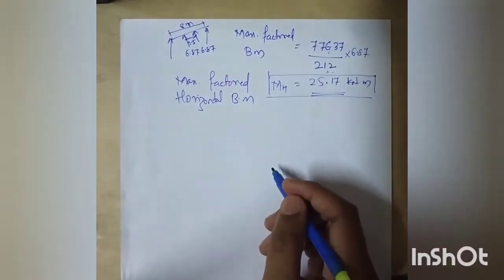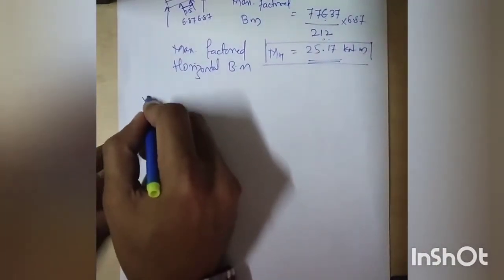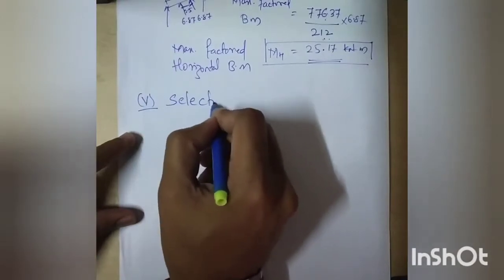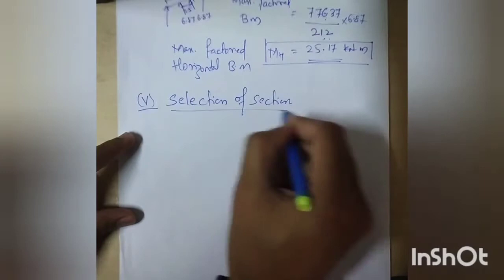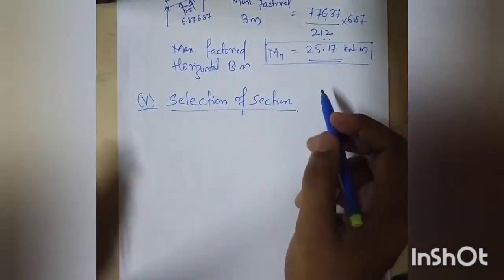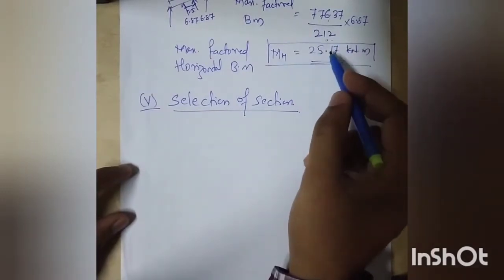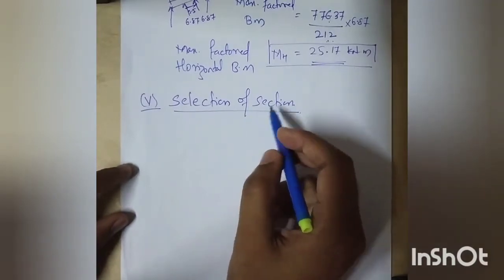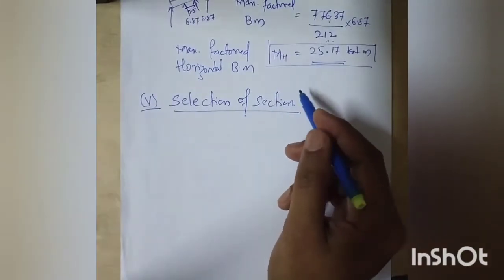So our next step will be step number 5, selection of section. So we have already seen the vertical bending moment, the horizontal bending moment, and the shear force. Now to resist these bending moment and shear force, we have to adopt or select a section which is capable of resisting all earlier calculated bending moment and shear force.